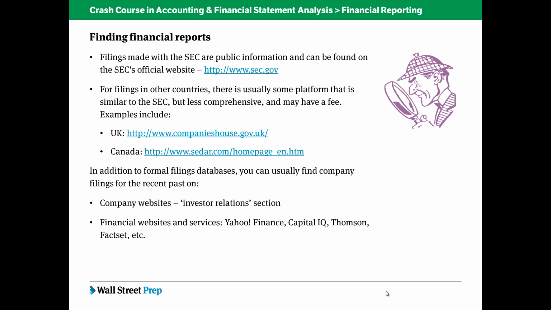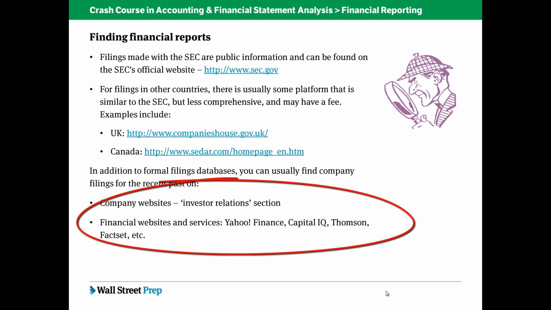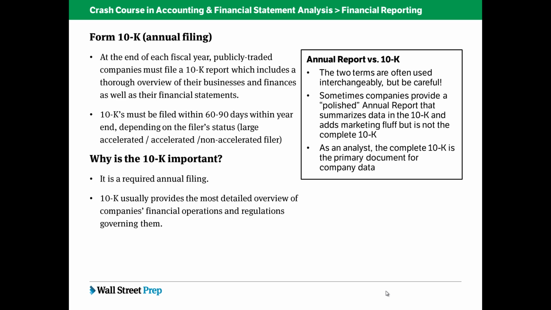The United States has the most comprehensive government-run sort of clearinghouse for all of the financial filings, but the UK has something called Companies House. Canada has something called SEDAR, and other countries may have their own. Sometimes there's a fee as well. But company websites themselves have usually investor relations sections, which also include the annual filings and quarterly filings. And there are these reaggregators, financial websites like Yahoo Finance, Capital IQ, Thomson, and FactSet, which also provide access to company financial filings. So let's talk about the Form 10K, which is in the United States the annual filing.